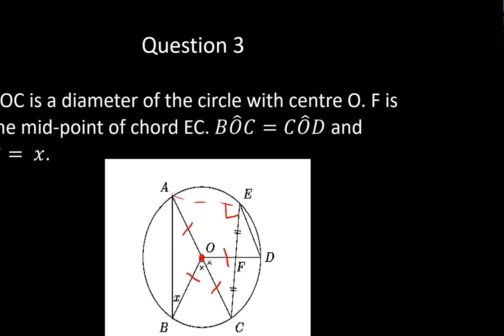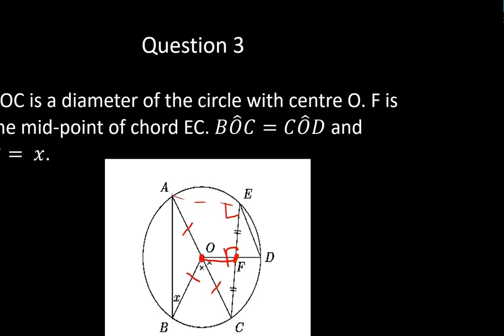They tell us that F is the midpoint of chord EC. That's important because this now implies we can use the converse of the line from center theorem, because we know that OF is the line from the center. It's bisecting chord EC, so OF must be perpendicular to EC. That's just the converse of line from center theorem. Because EF is equal to FC and OF is the line from center, angle F must be 90 degrees. So therefore OF must be perpendicular to EC.